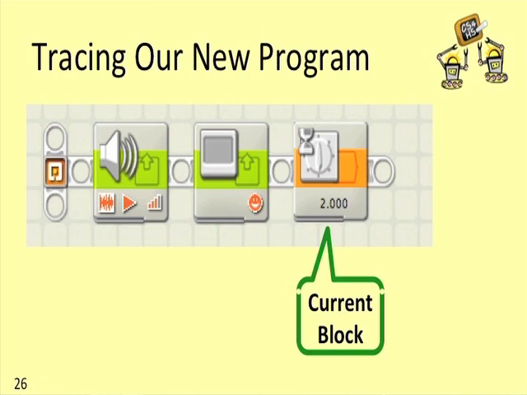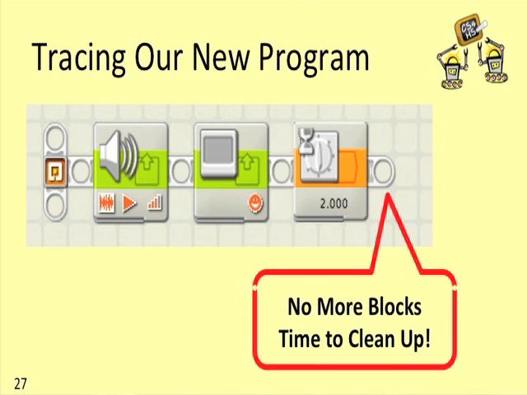Now the NXT arrives at our wait time block. We set the wait time for 2 seconds, so the NXT points at this block for 2 seconds. 1 Mississippi, 2 Mississippi. Okay, done that block. Finally, our NXT realizes that it's done running our program, so it does its cleanup routine, which just happens to include resetting the screen.